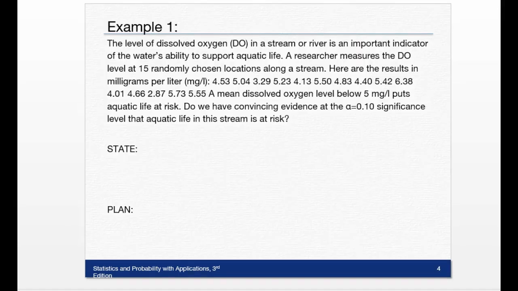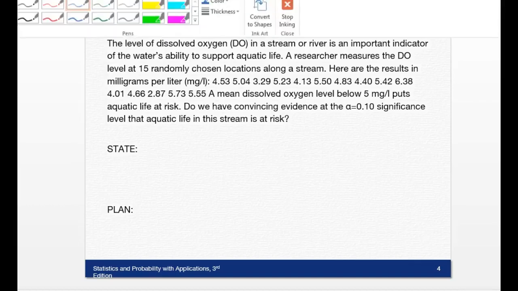So here's example 1. The level of dissolved oxygen in a stream or river is an important indicator of the water's ability to support aquatic life. A researcher measures the dissolved oxygen level at 15 randomly chosen locations along the stream. Here are the results in milligrams per liter, and there's the 15 measurements. A mean dissolved oxygen level below 5 milligrams per liter puts aquatic life at risk. Do we have convincing evidence at the 10% significance level that aquatic life in the stream is at risk?